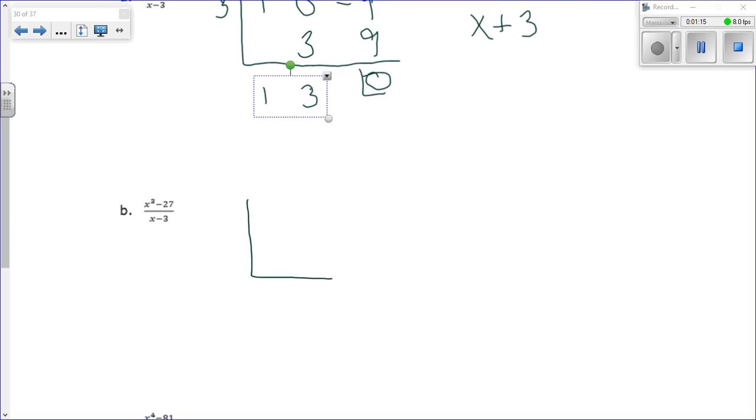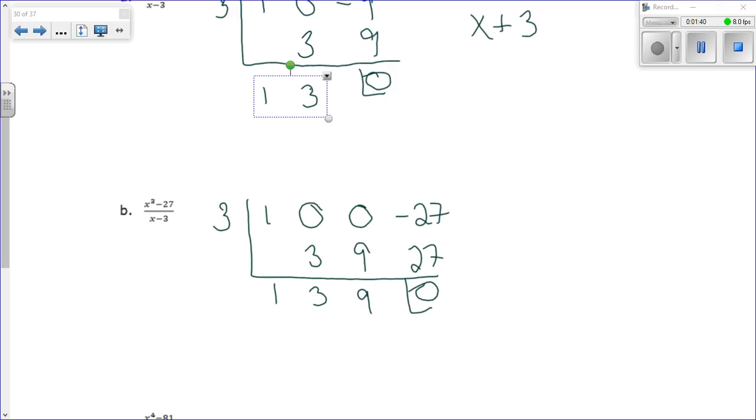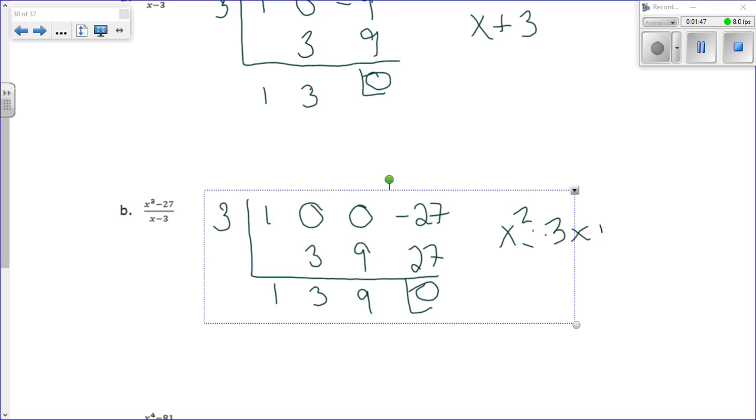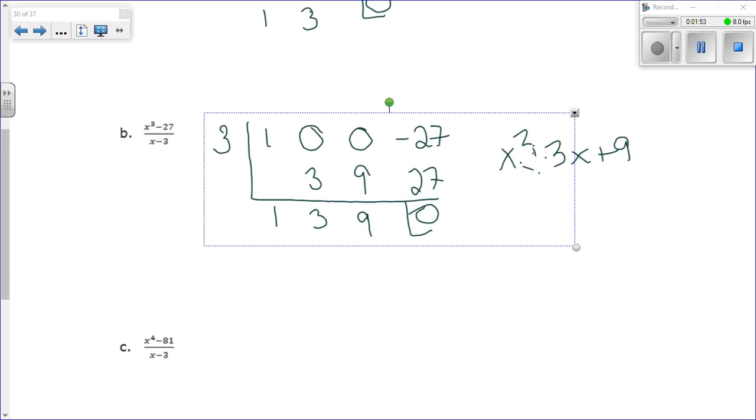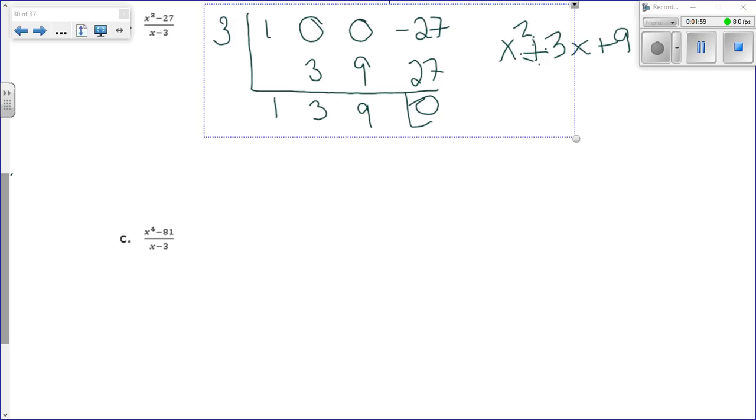So that means my answer is x plus 3. Next one. Again, since it's x minus 3, I'm going to put a 3 on the outside. I have 1x cubed, 0x squared, 0x, negative 27. Bring the 1 down. 3 times 1 is 3. 0 plus 3 is 3. 3 times 3 is 9. 0 plus 9 is 9. 3 times 9 is 27. Zero's out. So my answer is x squared plus 3x plus 9. Let me try that again, I have one spot that doesn't like to write. All right.